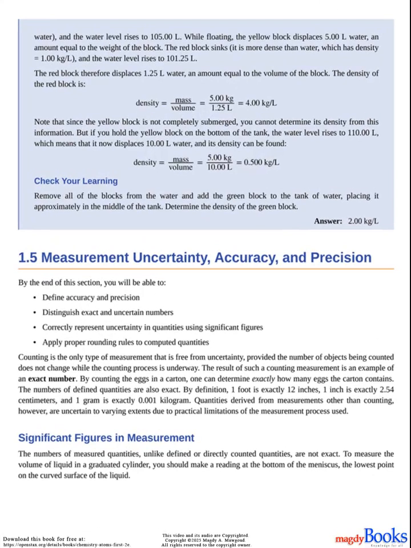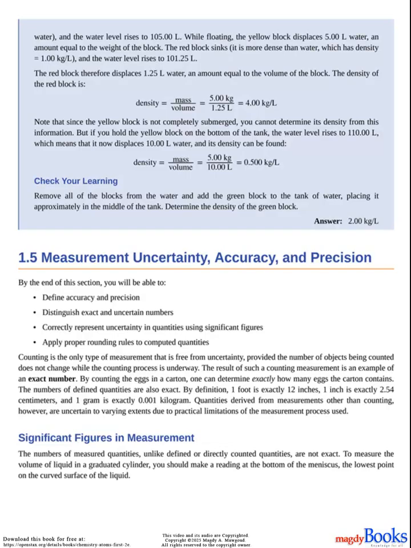Section 1.5, Measurement Uncertainty, Accuracy, and Precision. By the end of this section, you will be able to: 1. Define accuracy and precision. 2. Distinguish exact and uncertain numbers. 3. Correctly represent uncertainty in quantities using significant figures. 4. Apply proper rounding rules to computed quantities.